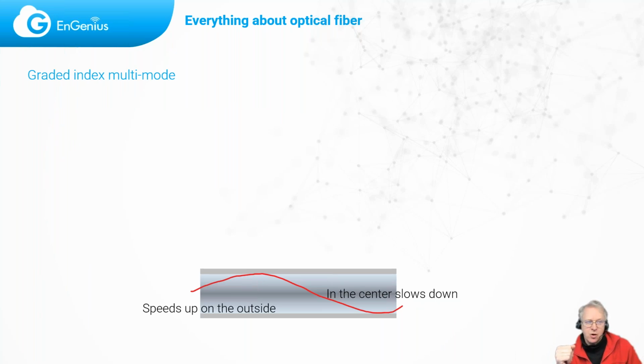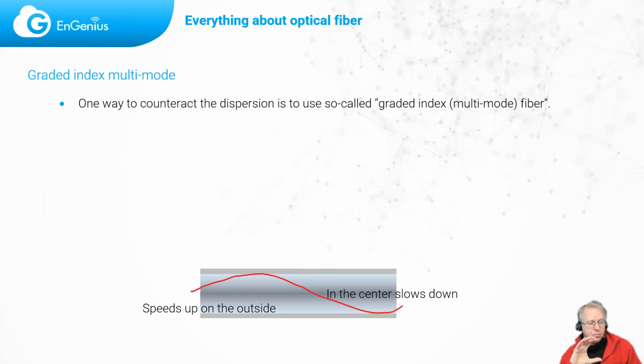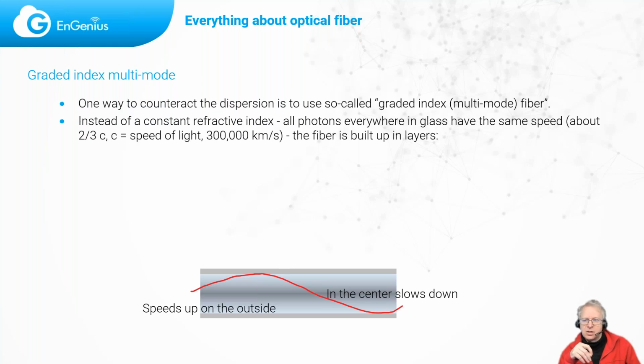There's one way around that, and that's to make the tube such that if photons go in the middle, they will go slower, and when some photons go on the outside, they can speed up. This is what they do in graded index multimode fiber. But as you can understand, producing graded index multimode fiber is not cheap. It's more expensive than the normal multimode fiber, so it's not very popular. I don't even remember seeing anybody selling it, but that's something else.